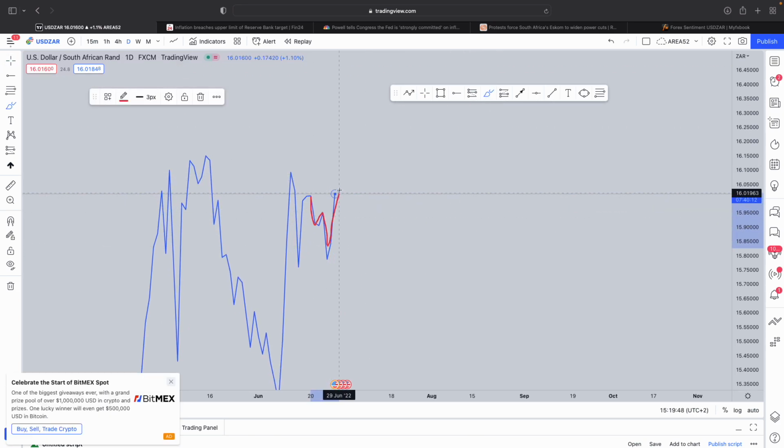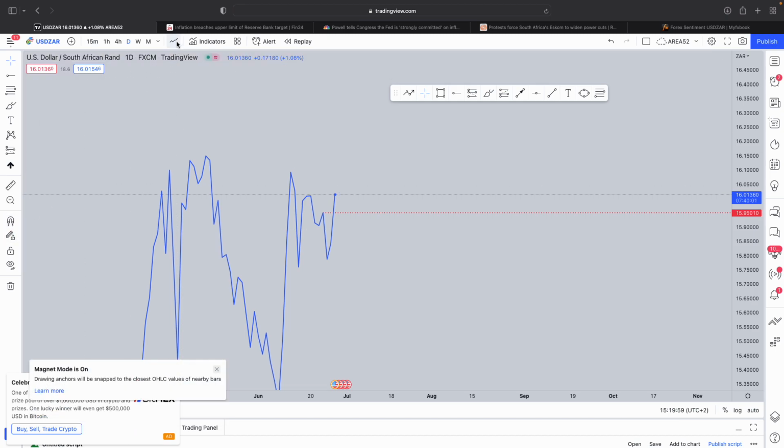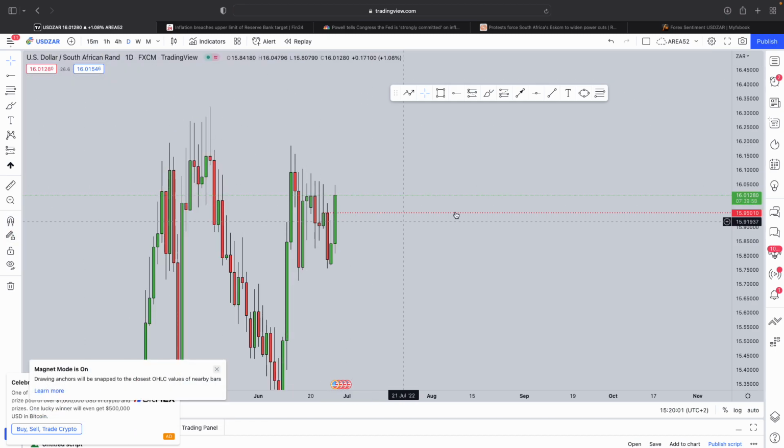W formation. After a W formation, you expect a pullback to the neckline before the continuation to the upside. So we can definitely expect the market to pull back first before starting that continuation to the upside, to complete the W formation at the neckline as well.